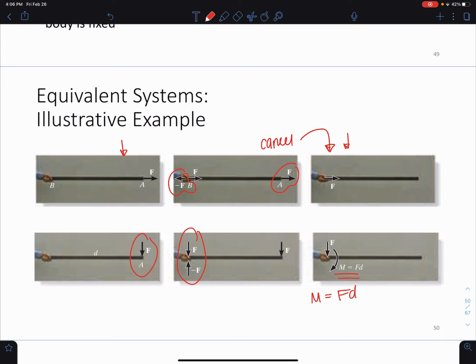This couple moment is determined by taking the moment of F about B, and since M is actually a free vector, it can act at any point on the stick. In both cases, the systems are equivalent, which causes a downward force F and a clockwise couple moment M to be felt at that grip. So we're getting the exact same external reaction, but we can replace these forces with equivalent systems.